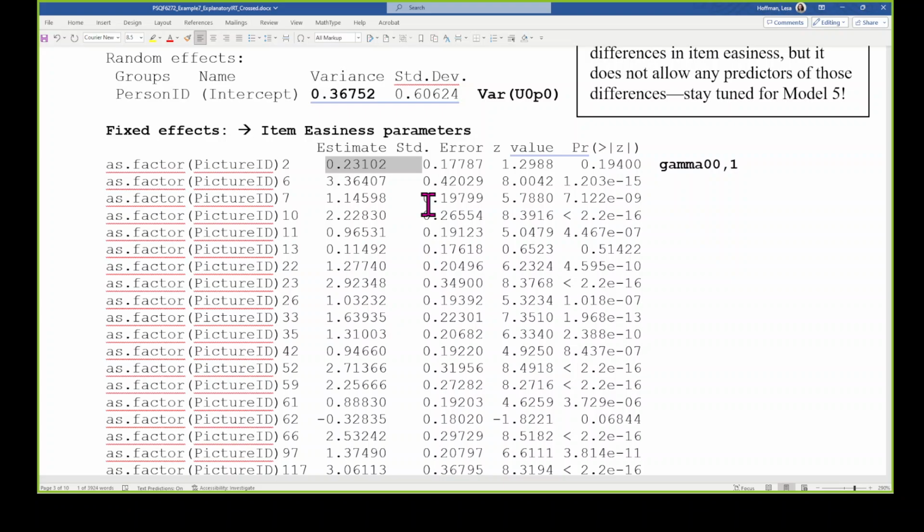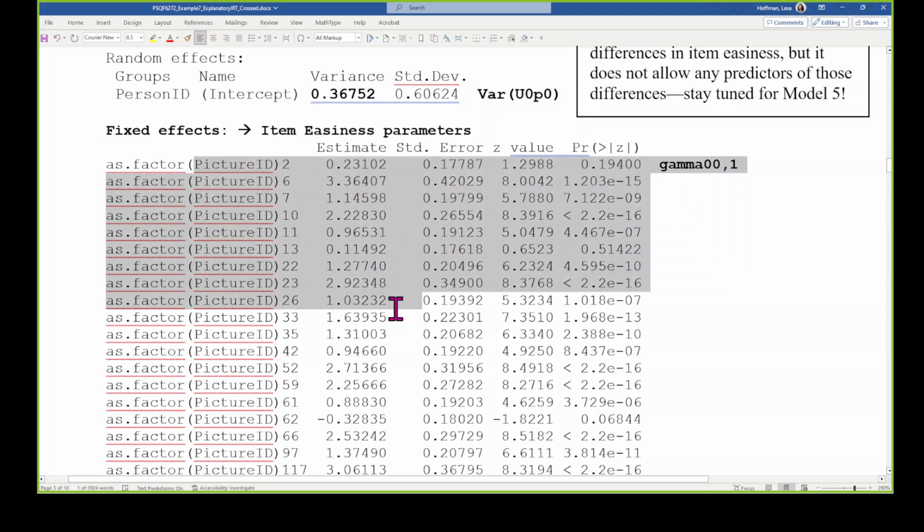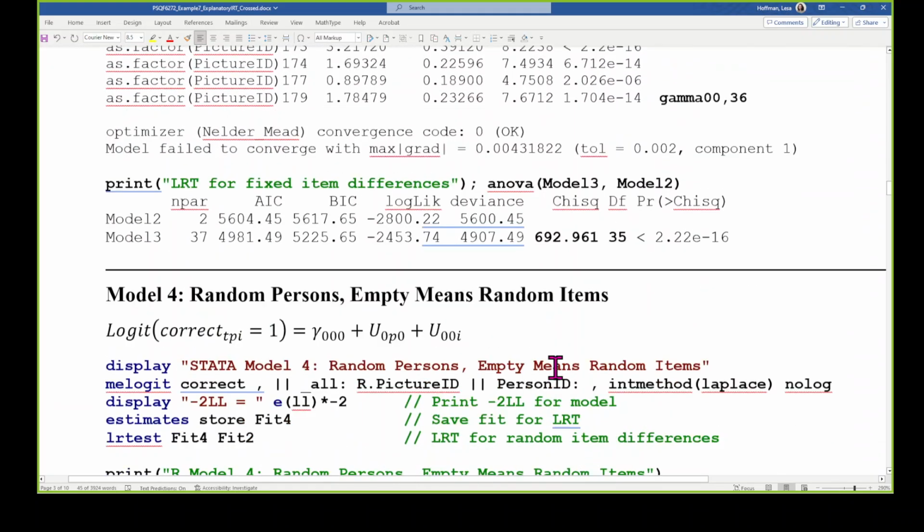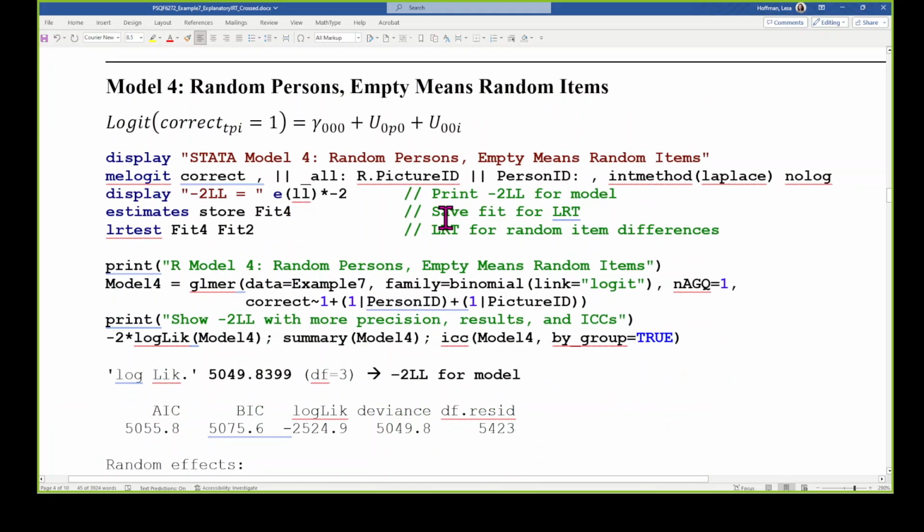If I want to explain these differences, I need the capacity to say that each item needs its own, but then reduce that variability. You know where I'm headed? So these are fixed effects of differences in item easiness. Can I do it a different way? Random effect. Yeah. So what if I did that instead?